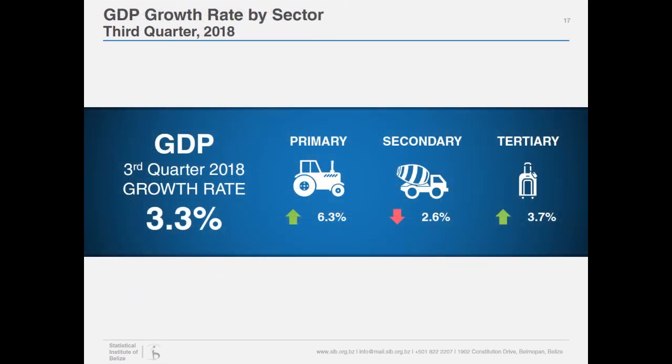So, the increase in primary and tertiary sector of 6.3% and 3.7%, along with the decrease in secondary sector at 2.6%, all contributed to our growth rate at 3.3%.